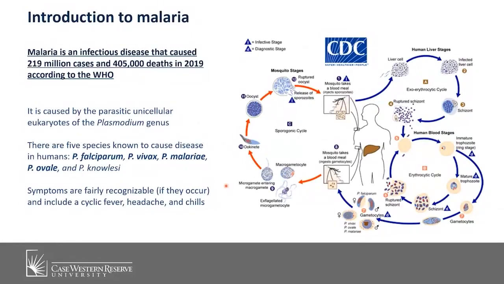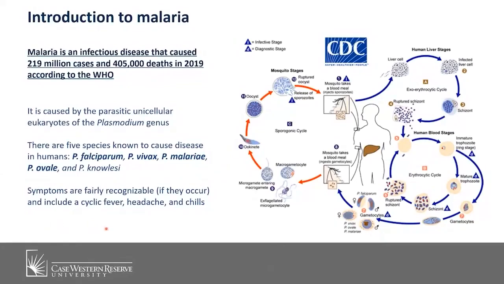So, a few things about the disease itself, which are just interesting and not necessarily consequential to the research right now, but malaria is caused by a parasitic unicellular eukaryotic organism of the Plasmodium genus. And there are currently five species known to cause disease in humans. The four bolded species that you see here are of consequence to the research that I'm going to go over, mostly because of geographic bounds. So these are the only ones that we have to concern ourselves with right now.